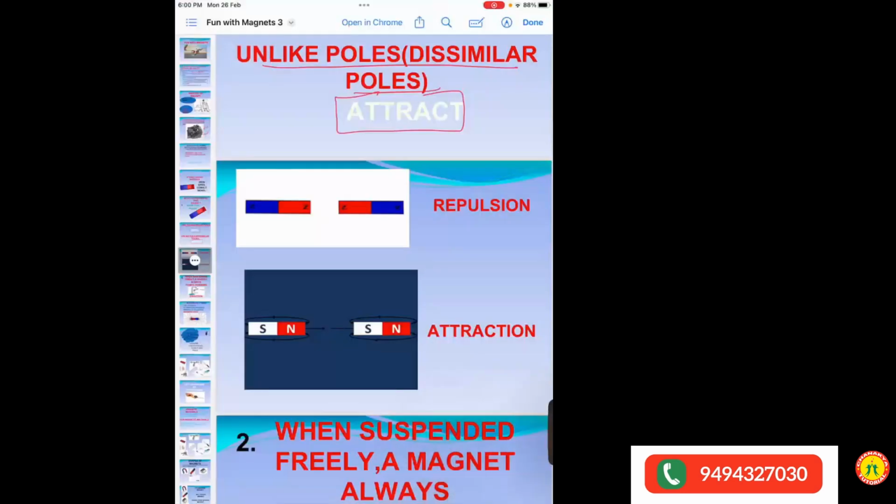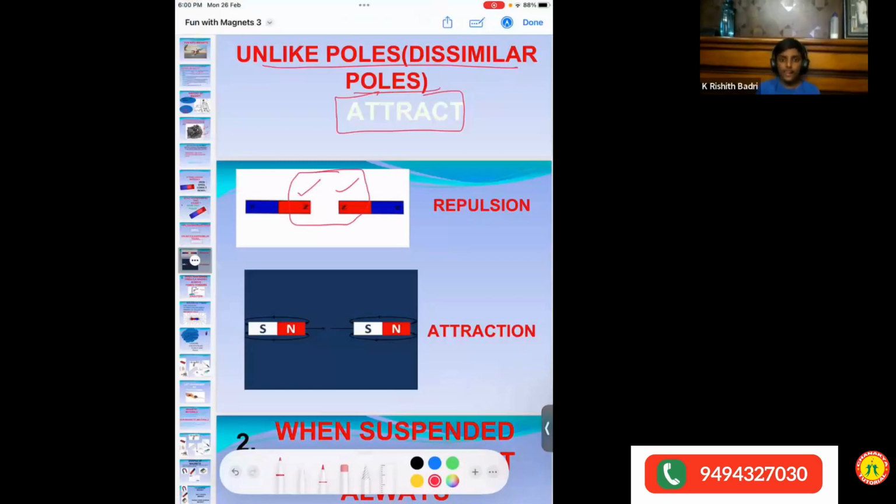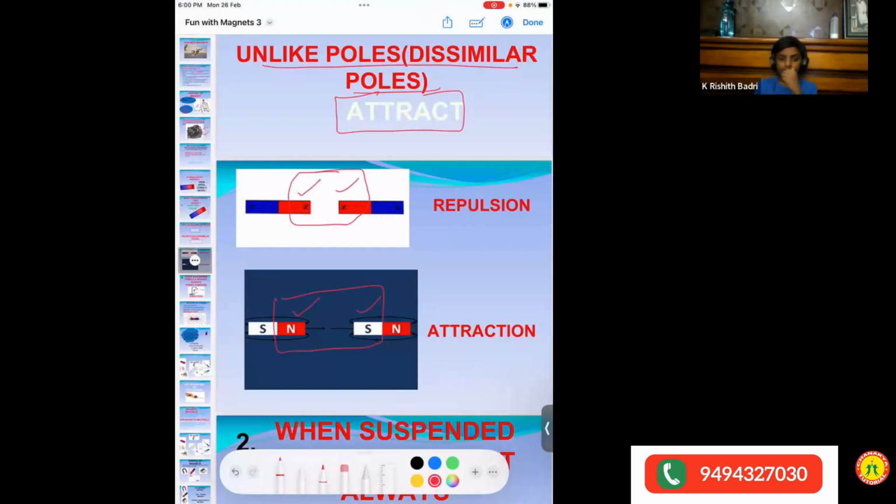You can see this in the picture also. Here we have a north pole, here also we have a north pole. So what will happen? They will repel. Whereas in the next one, here we have the north pole and here we have the south pole. So will they repel or attract? They will be attracting.